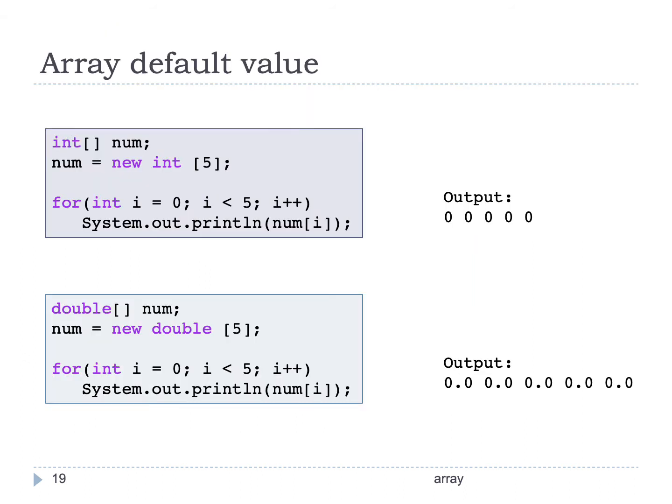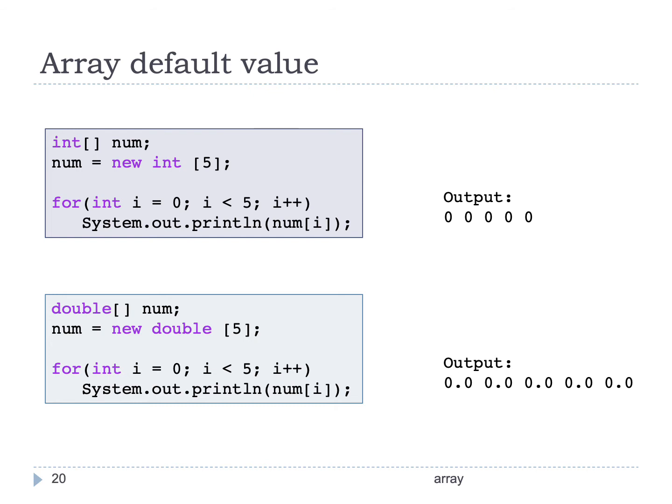All the data types in an array would have a default value. For example here, when we have int square bracket num, and then we have num equal to new int 5. So for int, the initial value is 0. So in this for loop, it will loop through the array num at index 0 up until index 4. And the output that we will get is 0, 0, 0, 0, 0, because we loop through it 5 times.